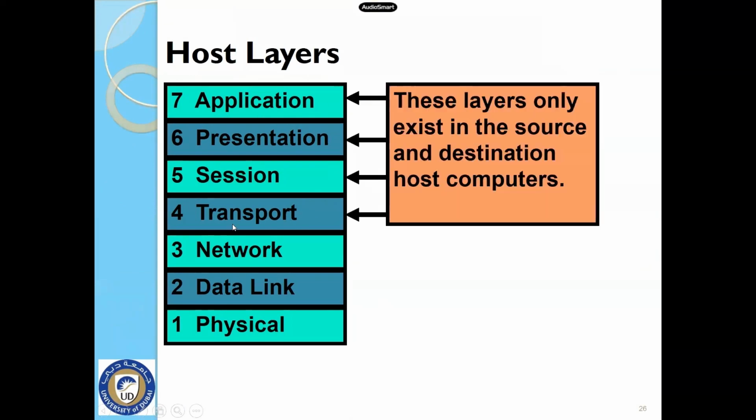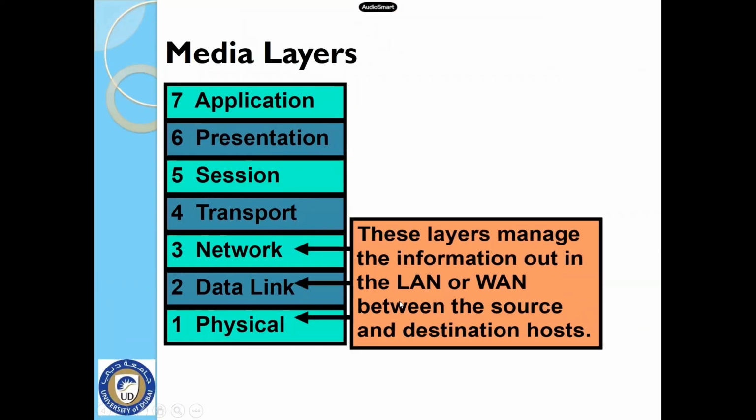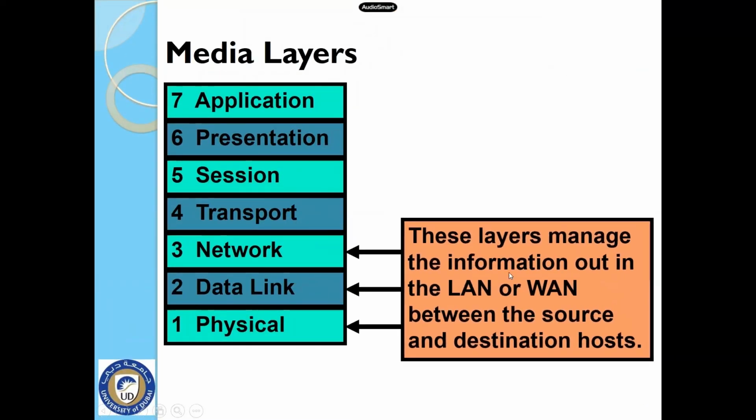So these things, as I mentioned, they are within your computer. These layers only exist in the source and destination host computers. So they are not in the network yet. The data is not sent yet or is not received yet. Now the other three, they are the network. So these layers manage the information out, like in the local area network or wide area network, between the source and the destination hosts. So this is within the PC, those within the internet or the media.